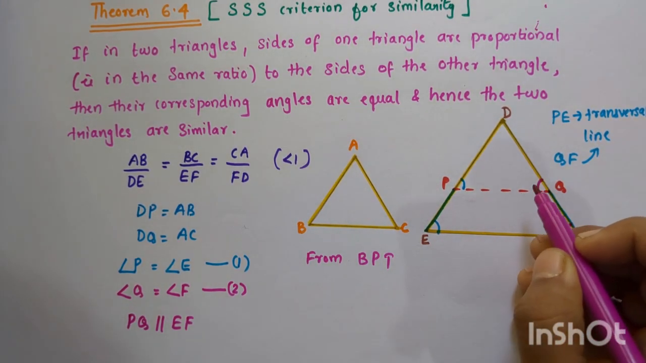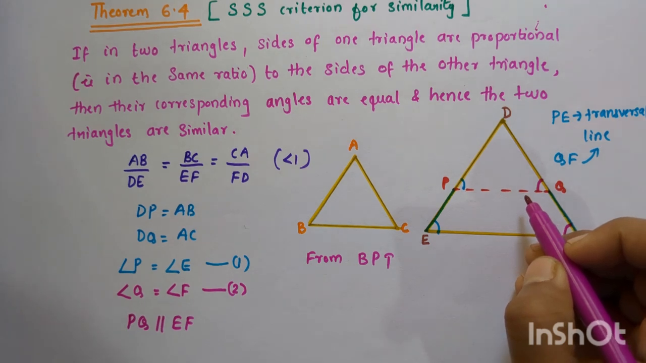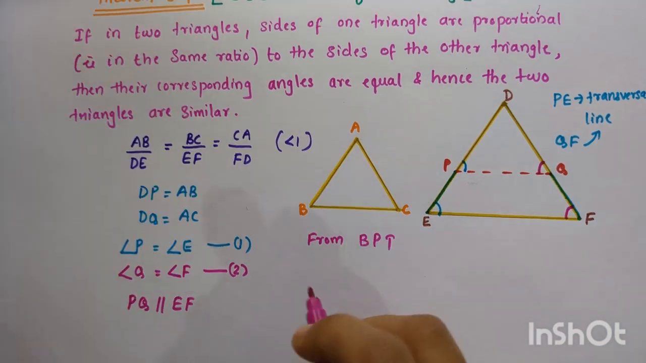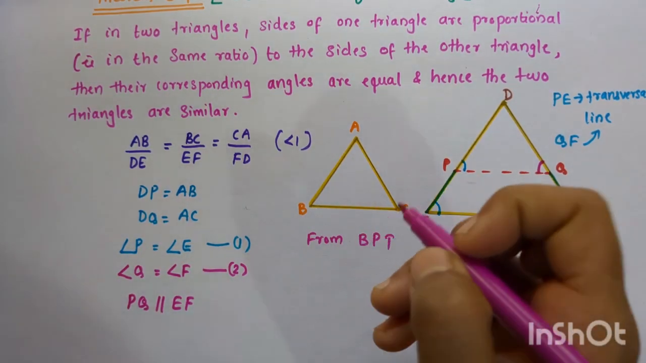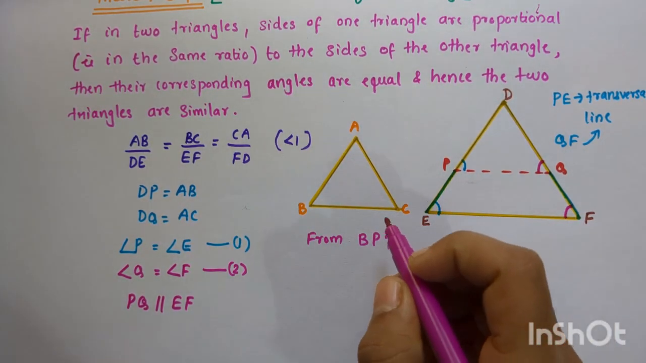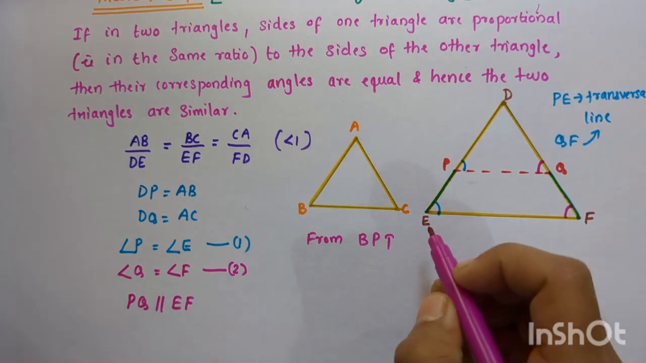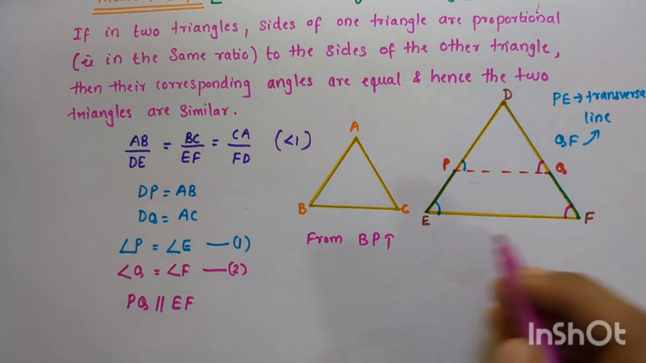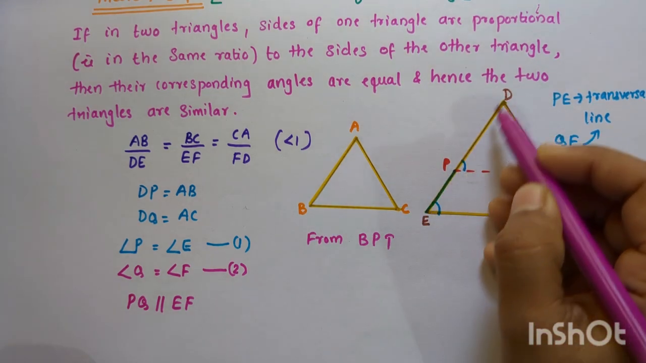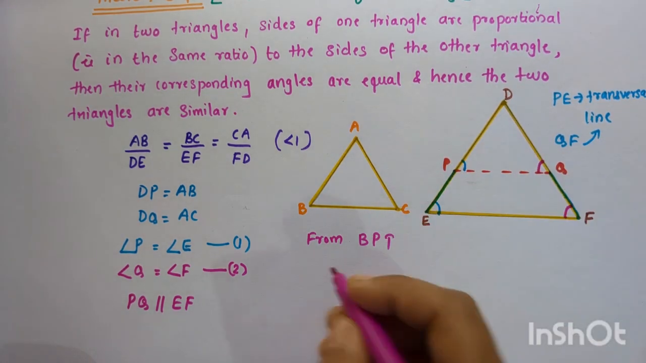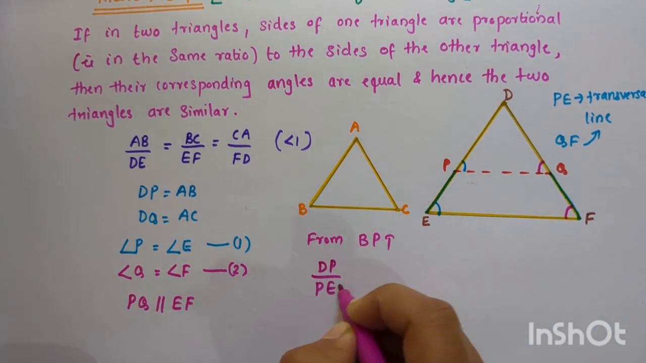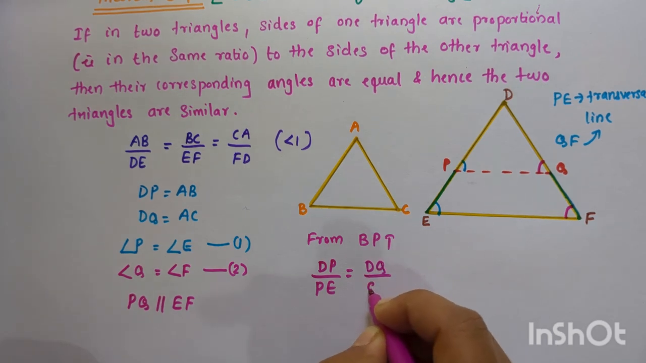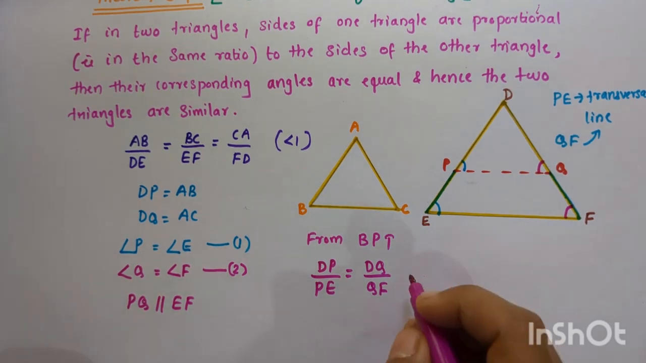Now from the basic proportionality theorem, if a line is drawn parallel to one side of a triangle to intersect the other two sides in distinct points, the other two sides are divided in the same ratio. So here PQ is parallel to EF. So we can write the ratio of these two sides, DP by PE, will be equal to DQ by QF.